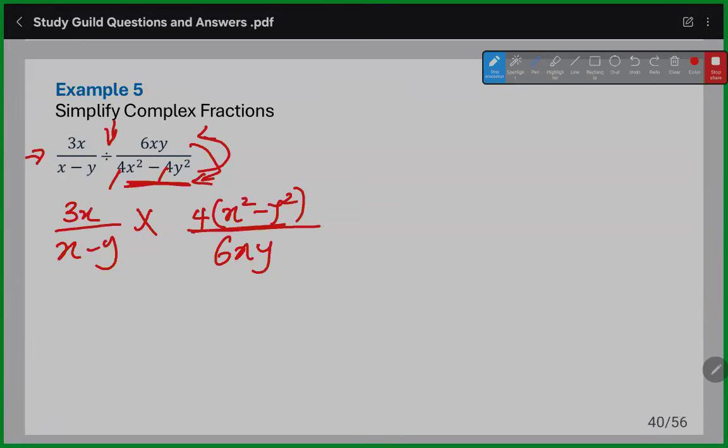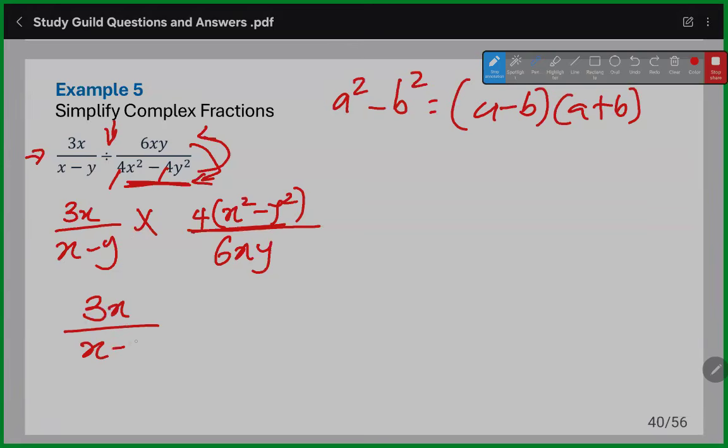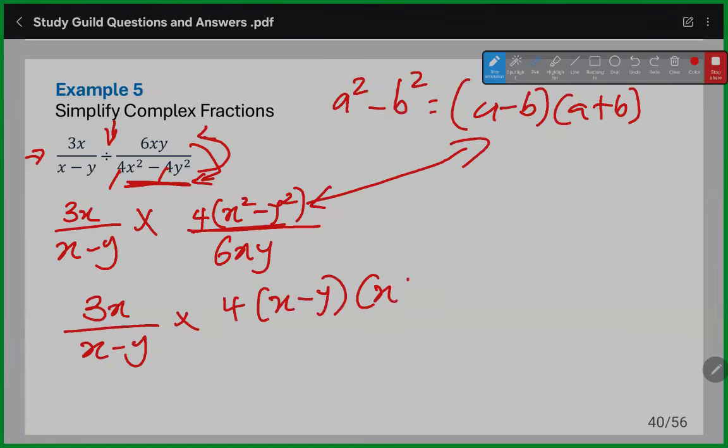Remember I told you in class that whenever you have something like a squared minus b squared, it's the same thing as a minus b and a plus b. So that is difference of 2 squares. And this will now be 3x over x minus y multiplied by 4. I will do the same thing because there are 2 squares. So I'll now have x minus y, x plus y, then everything over 6xy.